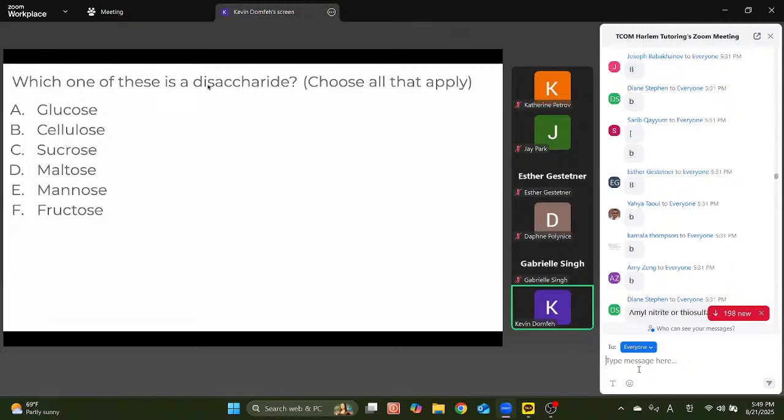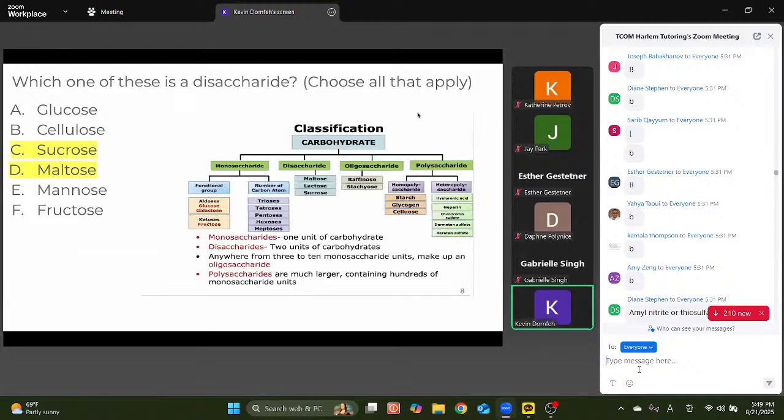First of all, when you see this suffix saccharide, what are we talking about? What macromolecule? You're talking about carbs, right? Sugars. Okay, good. So when you see this prefix di, how many sugars are we talking about? Two, exactly. So we're talking about two monomers that have been put together. Exactly. So then which one? I'm seeing C, D, and E. Okay, let's move on. It's C and D. Those are your disaccharides, right?